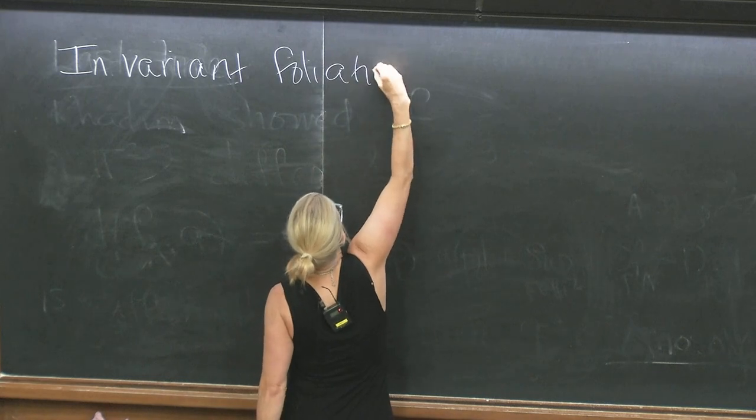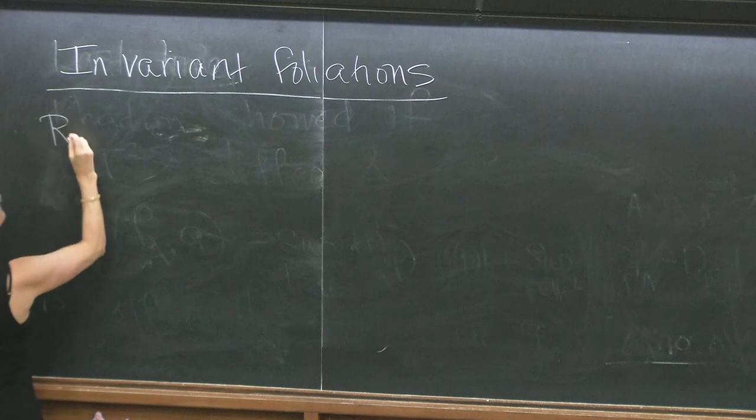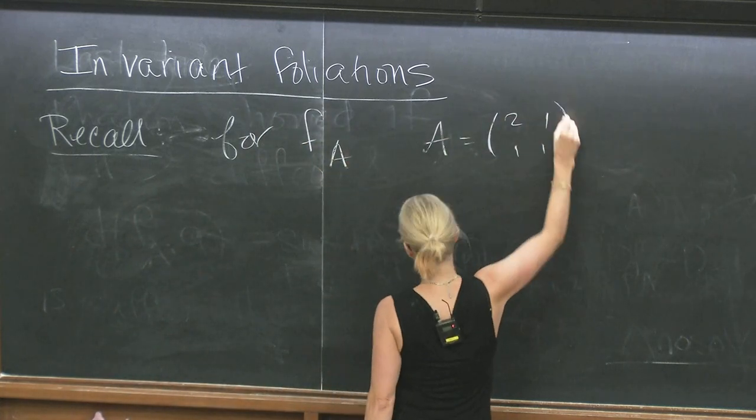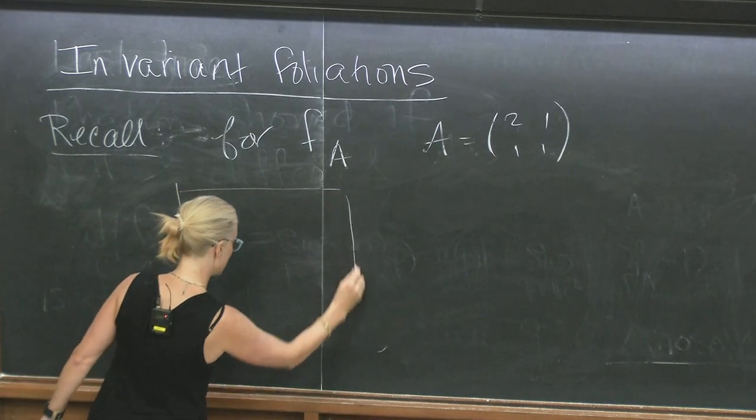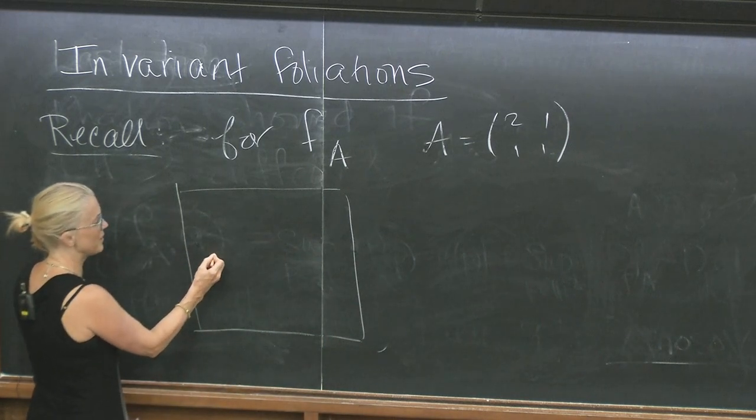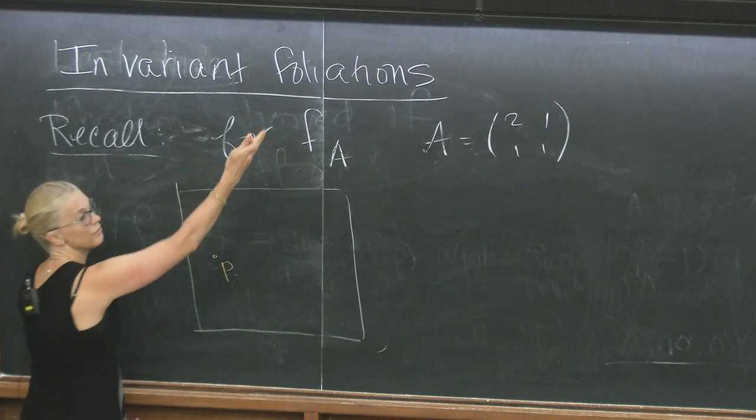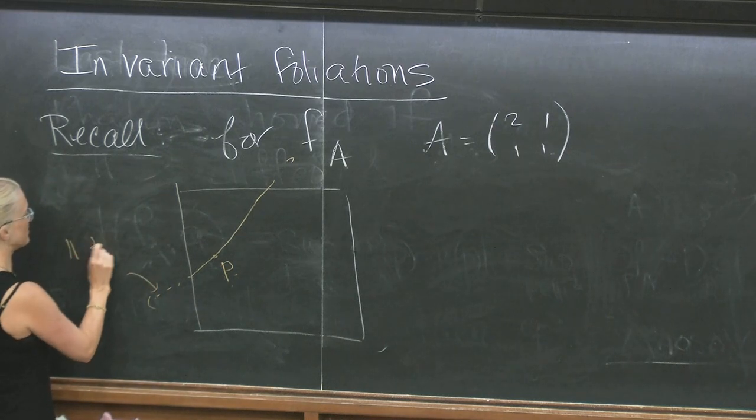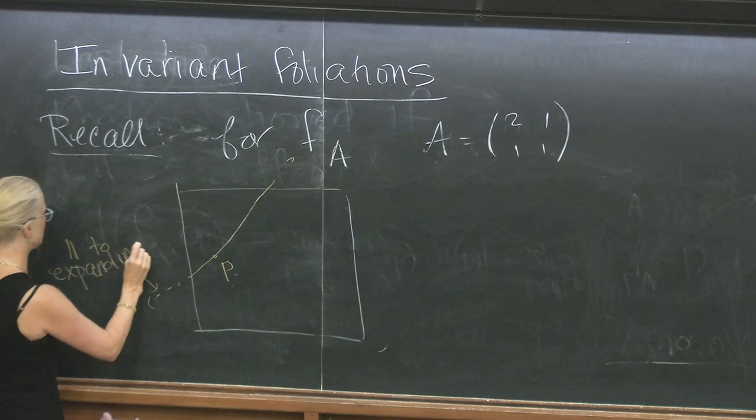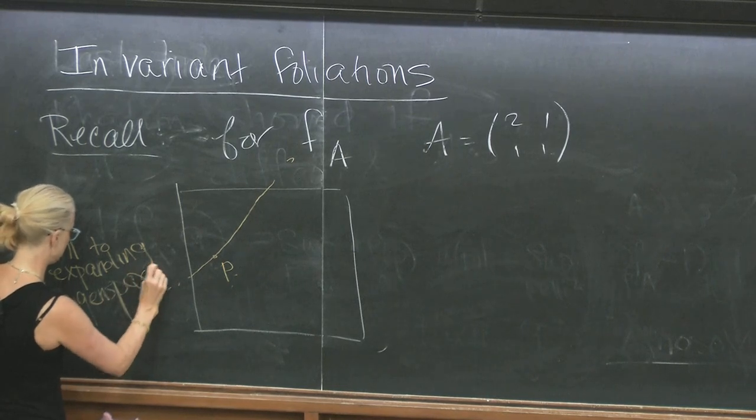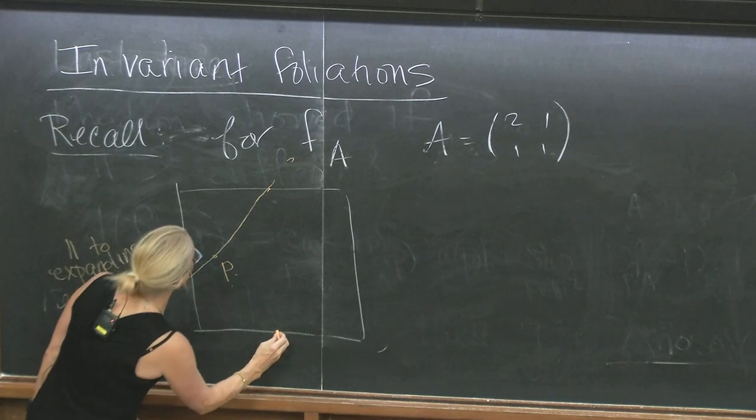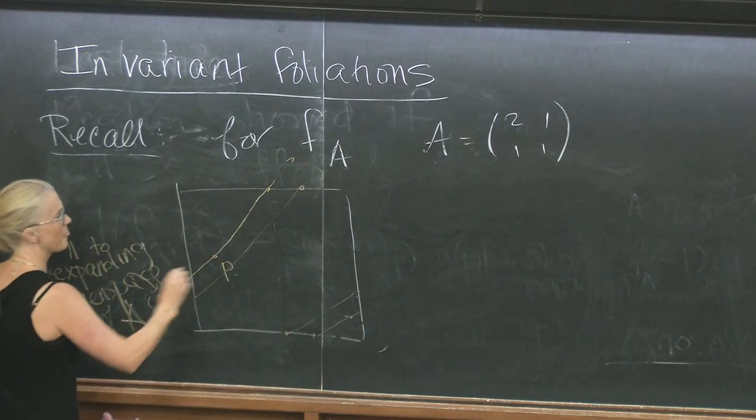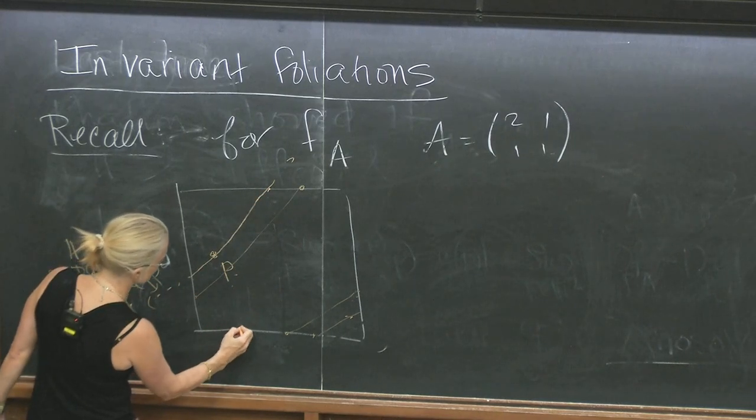So recall that for f sub A, the cat map, again, A is (2,1;1,1). If we take through any point p in T^2, we take in the universal cover in R^2, if we take the line that's parallel to the expanding eigenspace for A, and we project it down to the torus, we get this line that densely winds around the torus, etc.